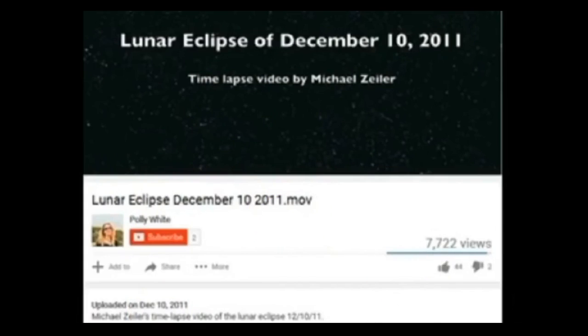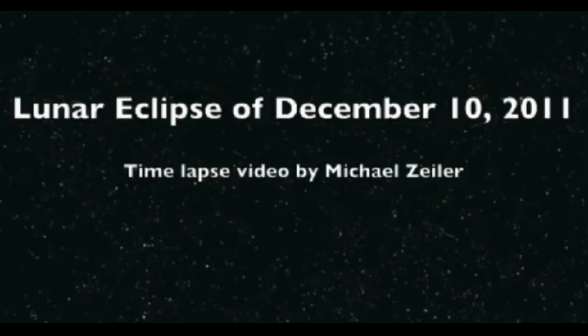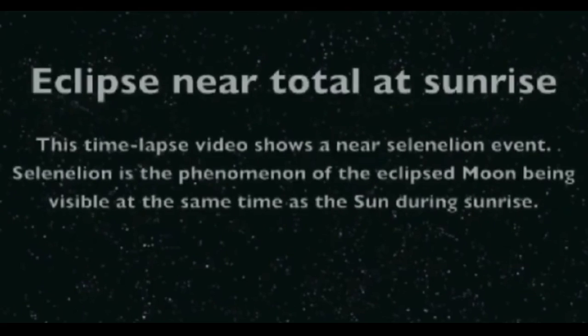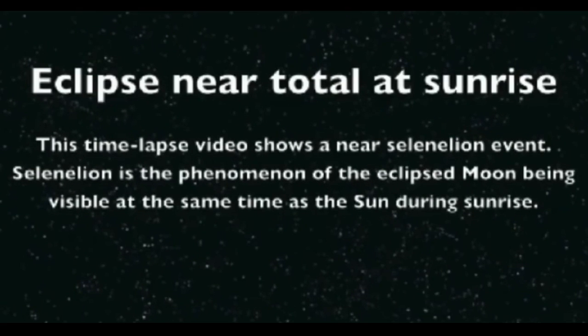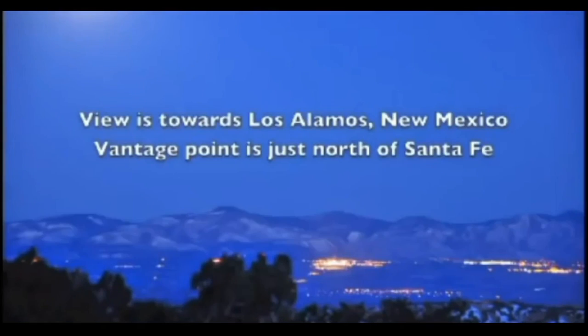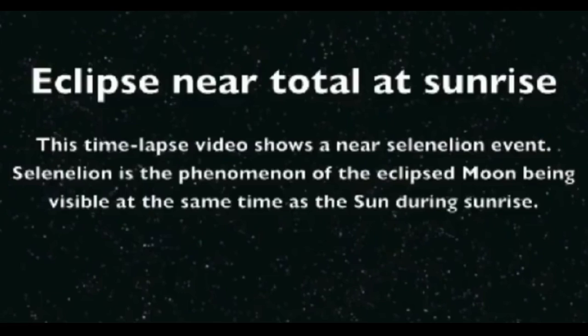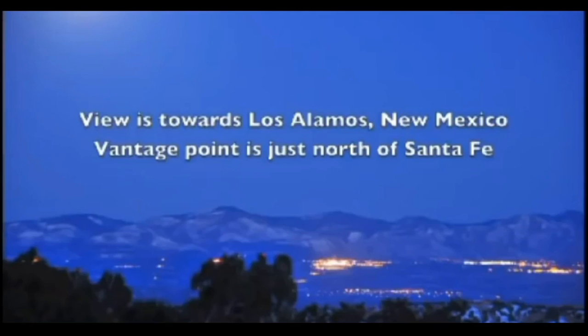Okay, let's take a look at the actual footage itself. Start from the very beginning. Talks about the phenomenon. Let me back up here a little bit. Let me pause here. Talks about the phenomenon of this eclipse. It's called the selenelion event. Now let's take a look. Go to this part right here.